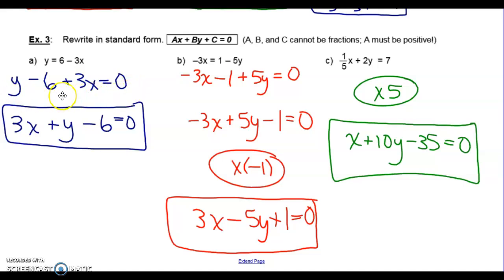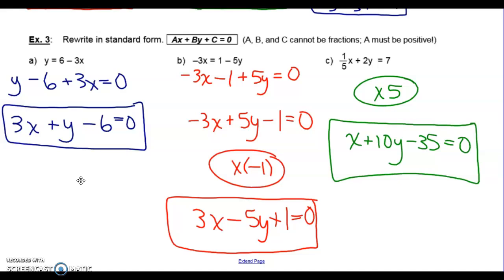But what I want to do now is rewrite the order so that I have x, then y, then the number. So rewrite it: 3x plus y minus 6 equals 0. And there I have my equation that was y equals 6 minus 3x changed to standard form. Again, these are the exact same lines. If I were to graph them, I'd get the same result.